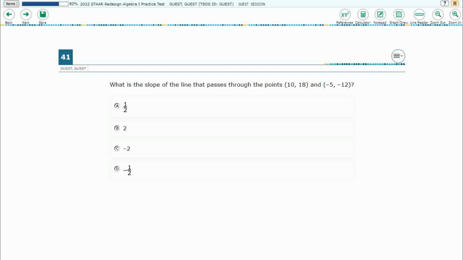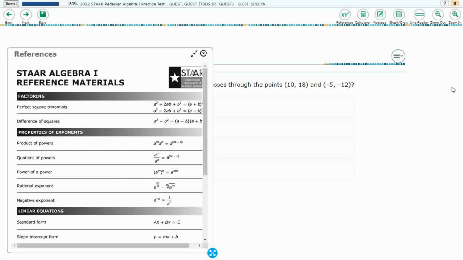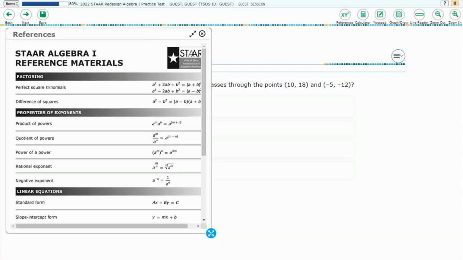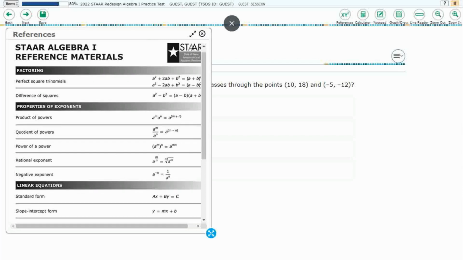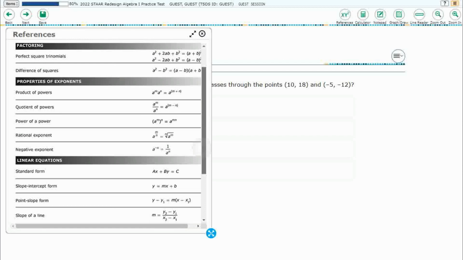So we need to find the slope of a line that passes through those 2 points. If we forget about slope, let's open up our reference chart here. And you are going to see our linear equations. We've got standard form, we've got slope-intercept form, point-slope form. It's going to be that fourth one right there. M equals change in y over change in x.